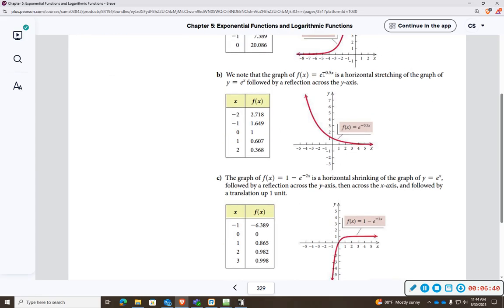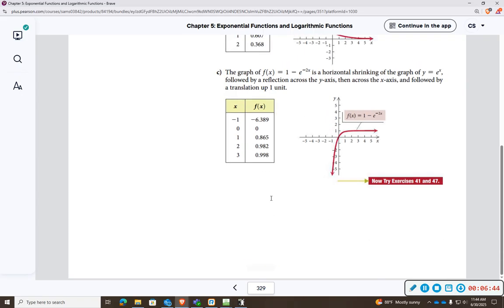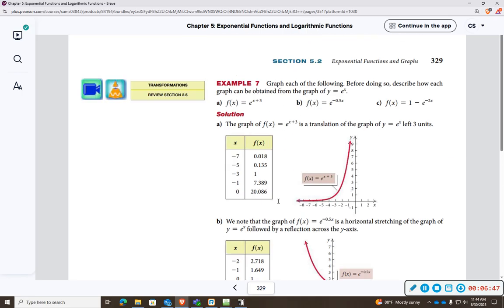Exponential growth or decay, depending on if that value is positive or negative, or if it flips across the x or y axis. And that'll be it. That's just a summary. With this, we're going to jump into MyMathLab and do some problems. And again, you can see it says transformations, review section 2.5.